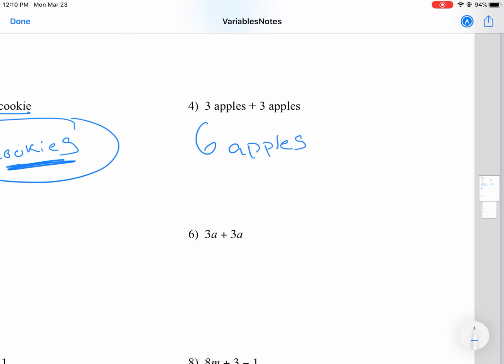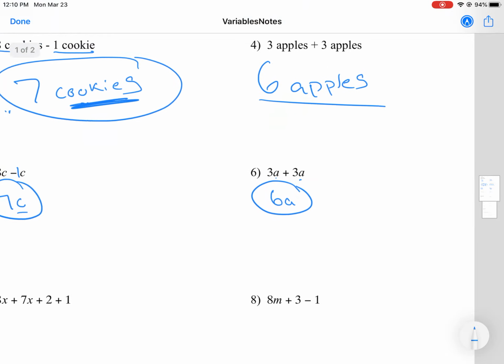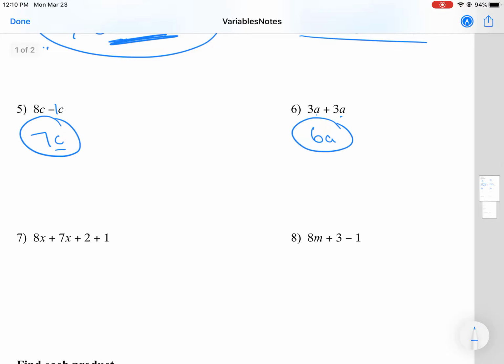Now, number 6, same thing as above. 3 apples plus another 3 apples was 6 apples. Now, would you look at that? I have 3a plus another 3a. Well, we know that 3 plus 3 will give us a total of 6. But I'm not done yet because I need to bring down this a. So I have 6a. Just like before, I had 6 apples. I have 6a now. So the pattern with adding or subtracting variables is you need to bring the variable with it. Nothing changes. It's still addition. Now we're just adding a letter to it because we want to make things a little more fancy.